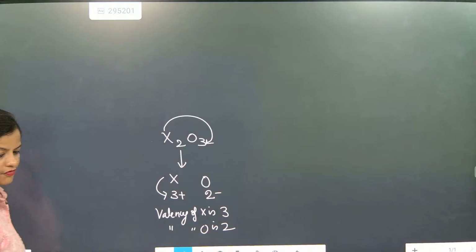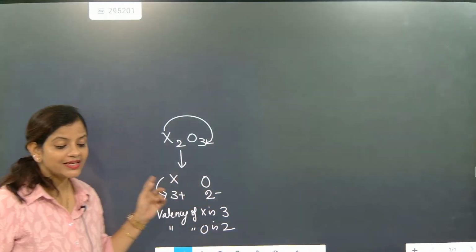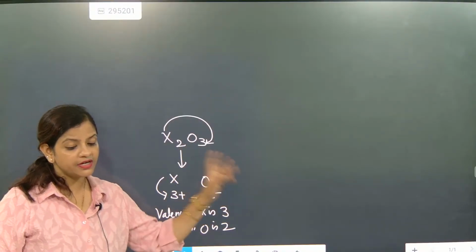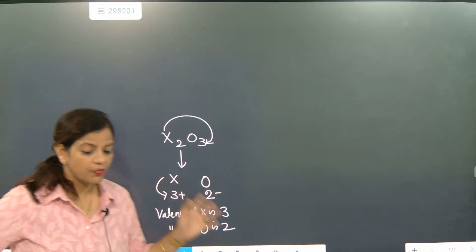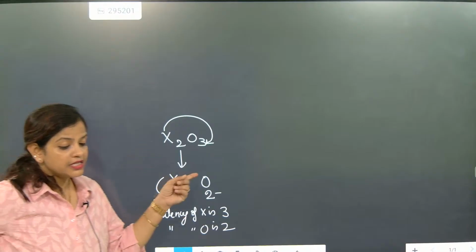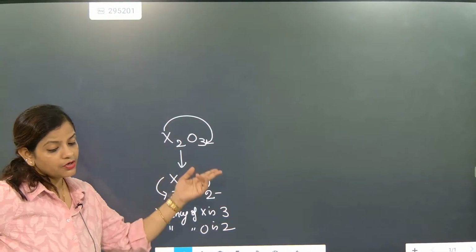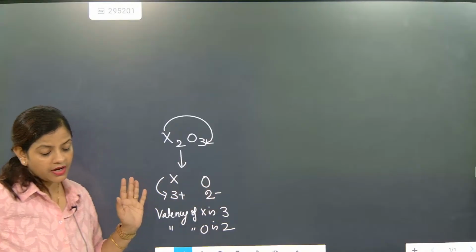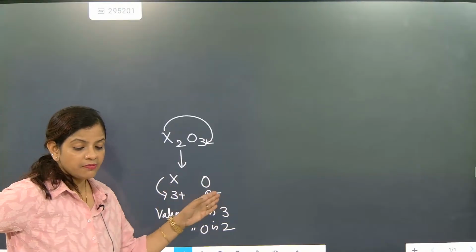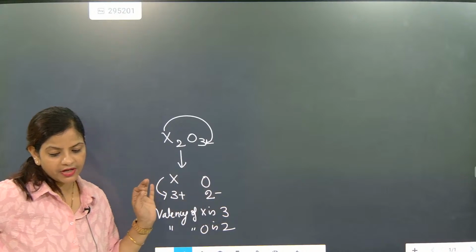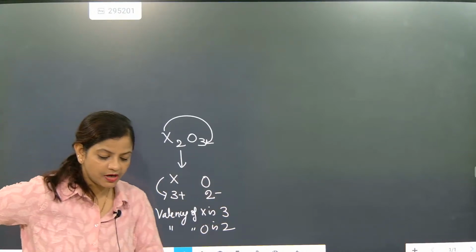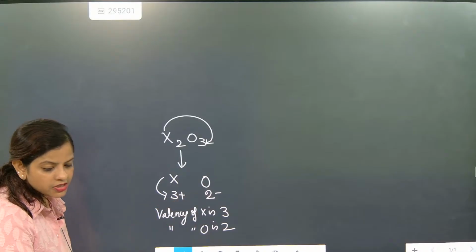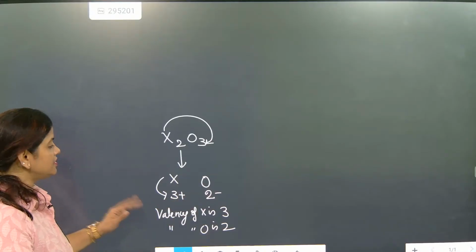Understood? The element which is less electronegative is always written on the left, and the one which is more electronegative is written on the right. That's the biggest rule. So the positive part is written on the left and the negative part on the right, with plus and minus written accordingly. I hope you have understood this part, beta. So this is plus 3 and minus 2.